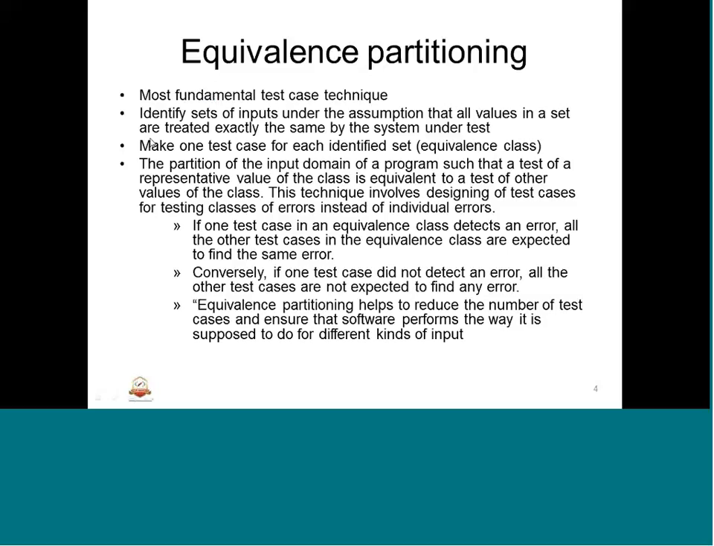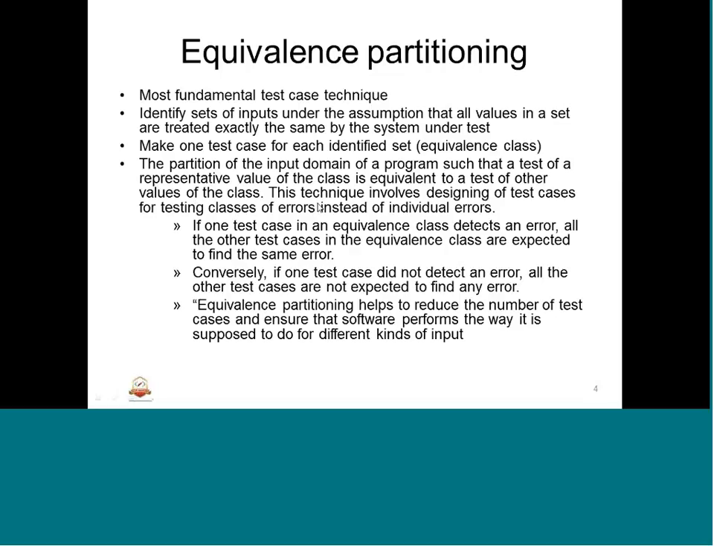So we identify the sets of inputs under the assumption that all values are treated and the behavior is the same. The next step is to make one test case for each identified set. That means we have identified the sets of inputs which behave the same, and out of that, you identify one test case. The partition of the input domain of a program is such that a test of a representative value of the class is equivalent to a test of other values of the class. It is telling in detail that testing one class member is equal to testing the others.